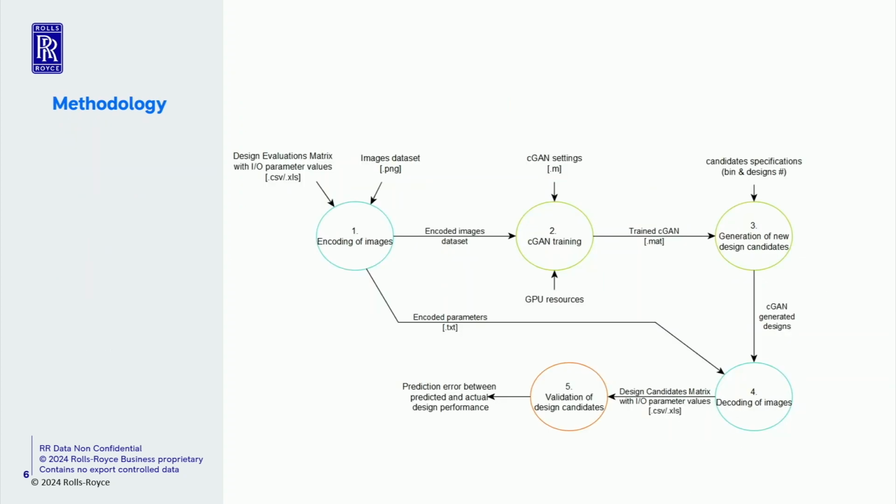So before I hand it over to Shiva, please bear in mind there are 5 key steps in the methodology we have been adopting so far. So the first step is the encoding of images, so merging together the engineering information about the design and the pictorial representation of the performance.